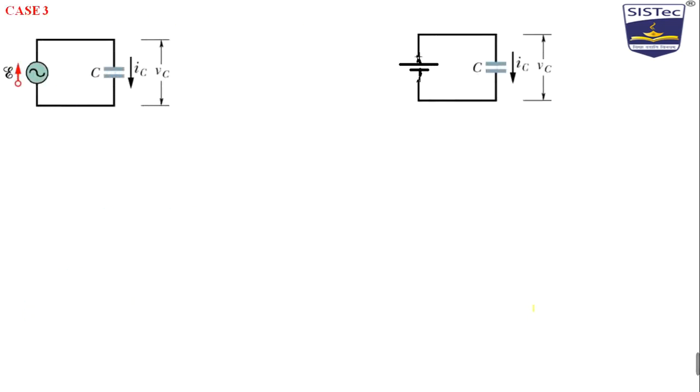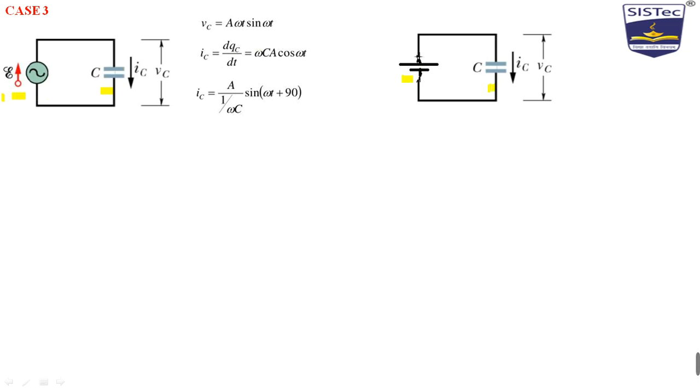Now let us examine case number 3. It is similar and opposite. Actually, I don't want to describe more here. The concept I want you all to understand is that the behavior of the capacitor with the AC source and the capacitor with the DC source is different.